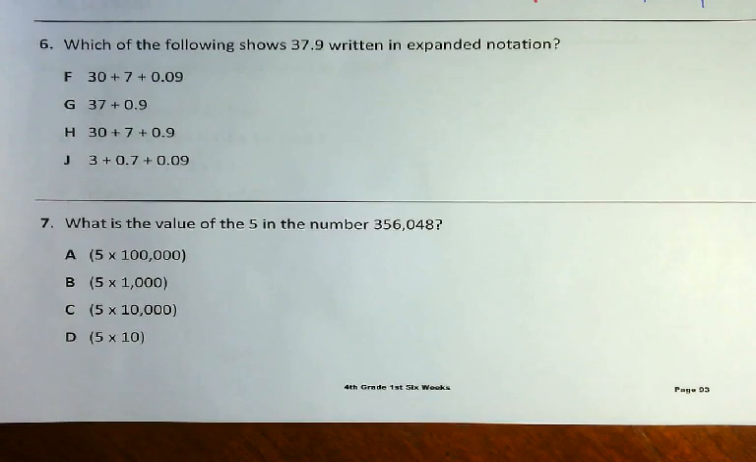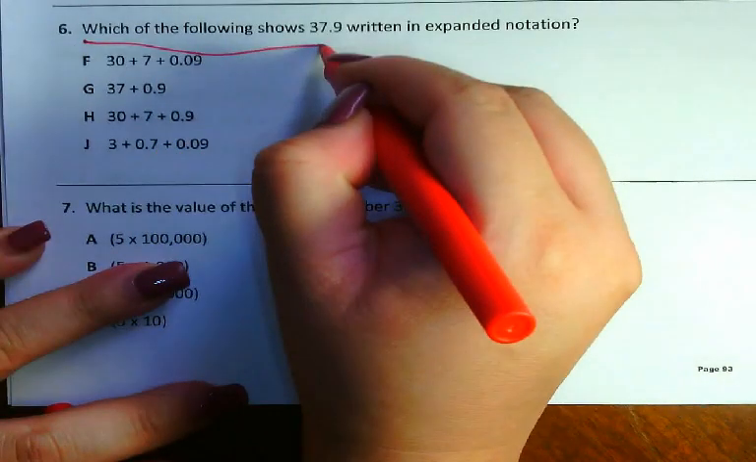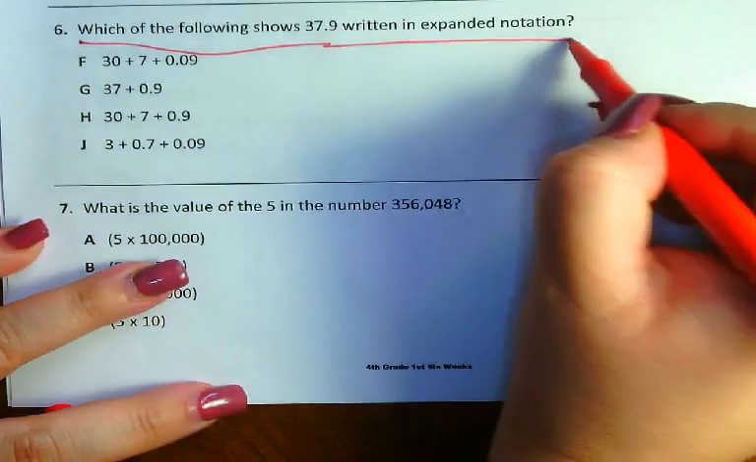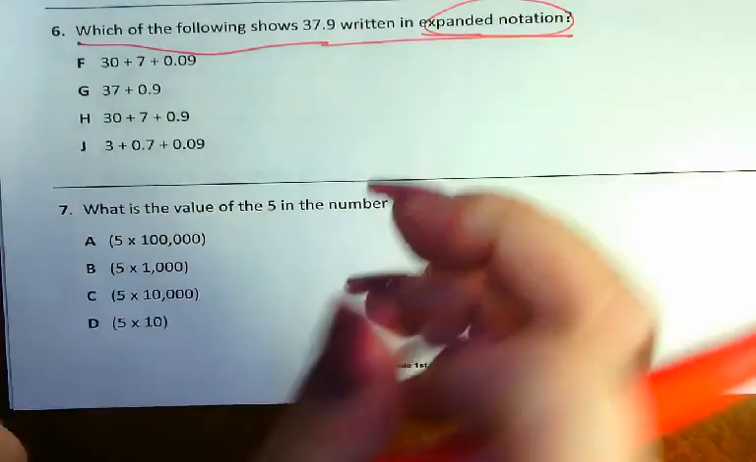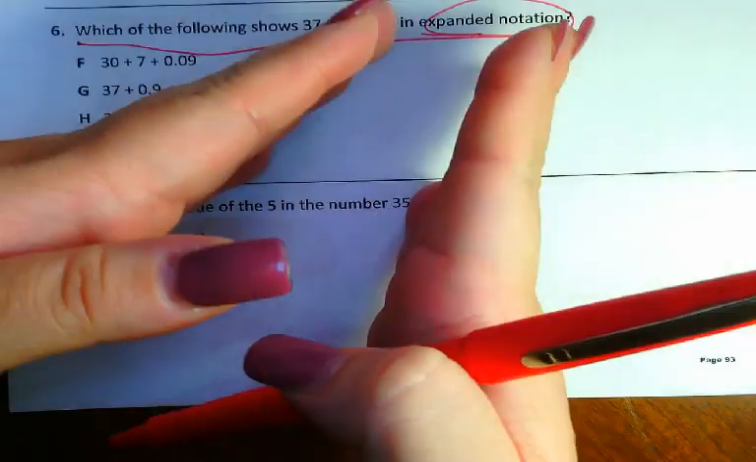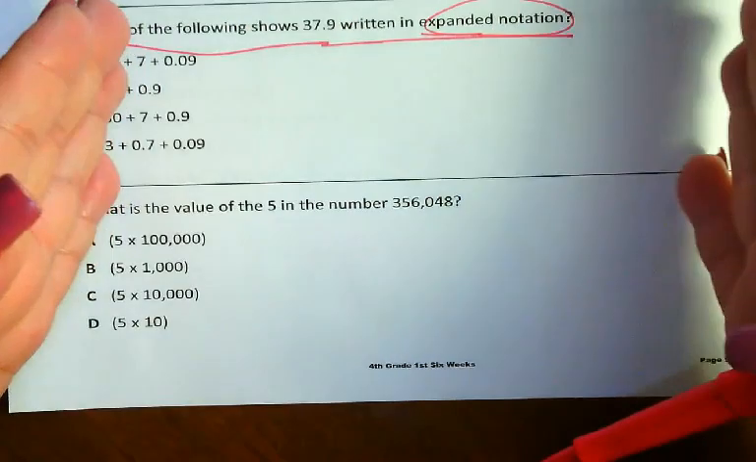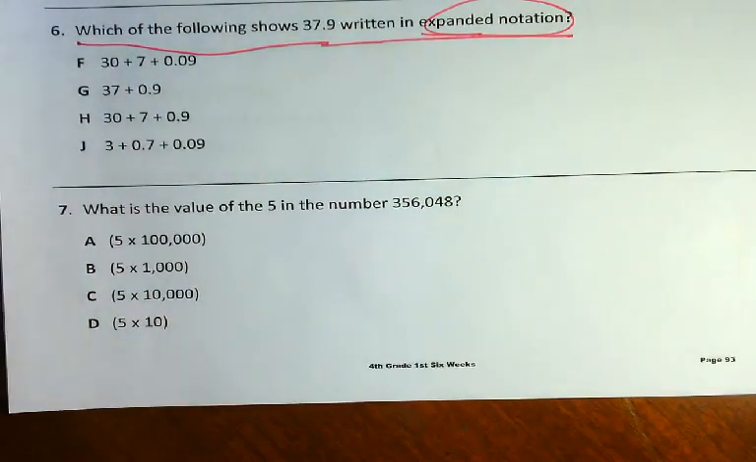Number 6. The following shows 37 and 9 tenths written in expanded notation. Which of the following shows 37 and 9 tenths written in expanded notation? Okay, and expanded notation, remember, it's when you make it clearer, you expand. So that's how you do that.